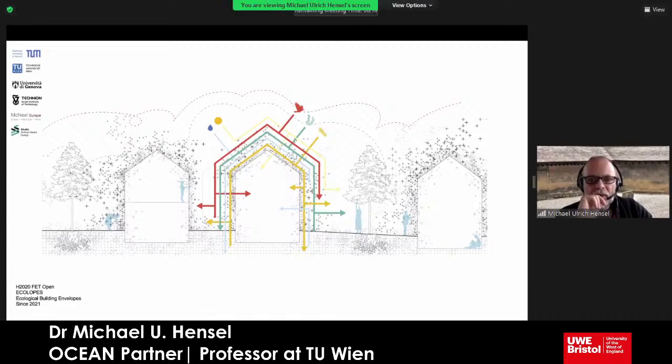So at this moment, we have just started a new research project, a Horizon 2020 Future and Emerging Technologies Open project called Ecolabs.